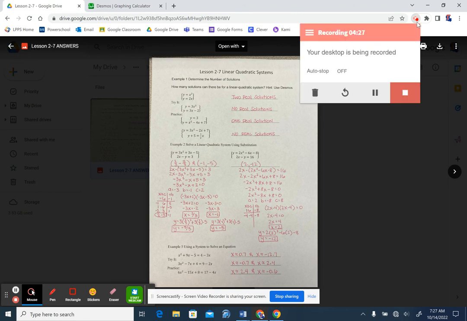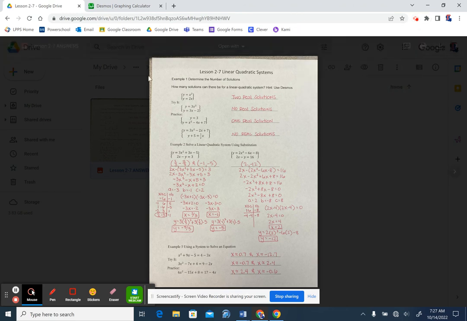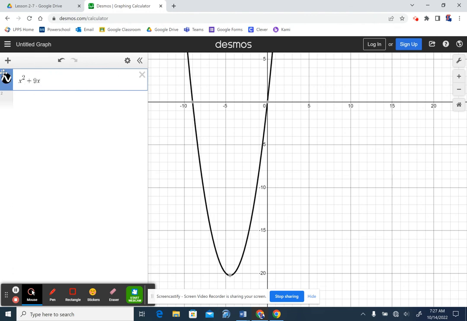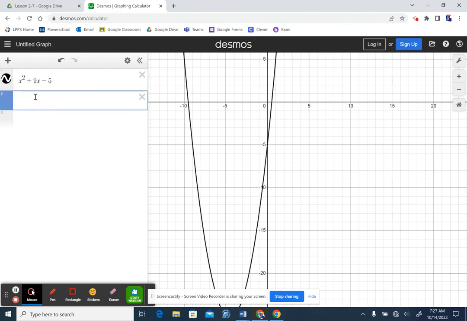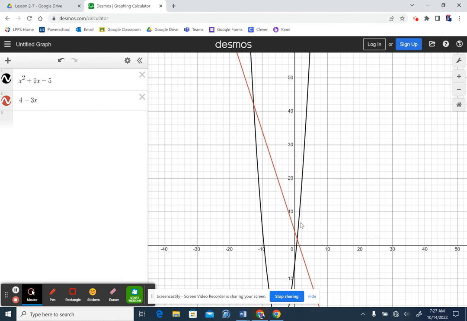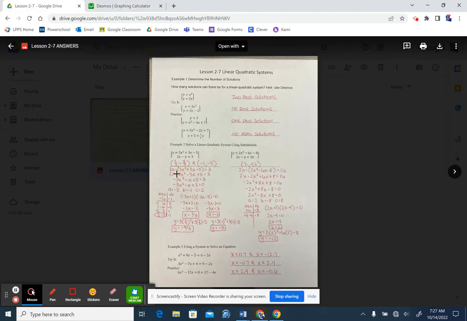Let me see, what's my time like? I got 30 seconds. Okay, so I only have time to do one. You're going to graph the left and graph the right. So I'm going to graph x squared plus 9x minus 5. And then I'm going to graph the right side of the equal sign, 4 minus 3x. And as you can see, they intersect at 2 points. If you click and hover over the lines, they intersect at 0.7 and negative 12.7. So that is where those two answers come from. Only the x coordinate of the intersection point, because I'm only given the system with the x variable.